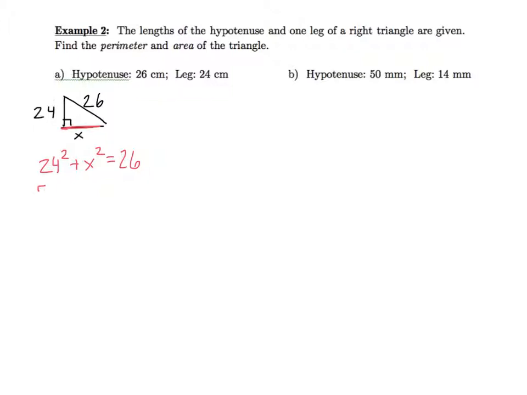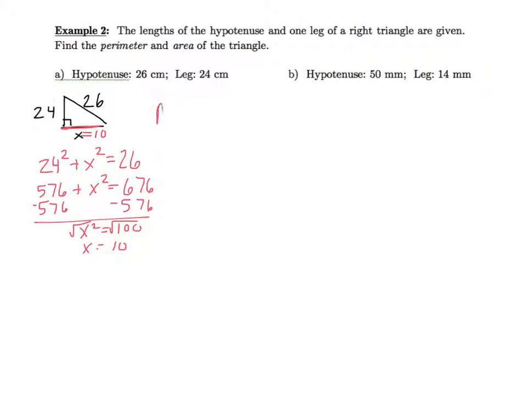And 24 squared is 576 plus x squared equals 676. I subtract 576 on both sides, and x squared equals 100. Take the square root, and x equals 10. So now I can say my base is 10, and I can find the perimeter and the area of the triangle.